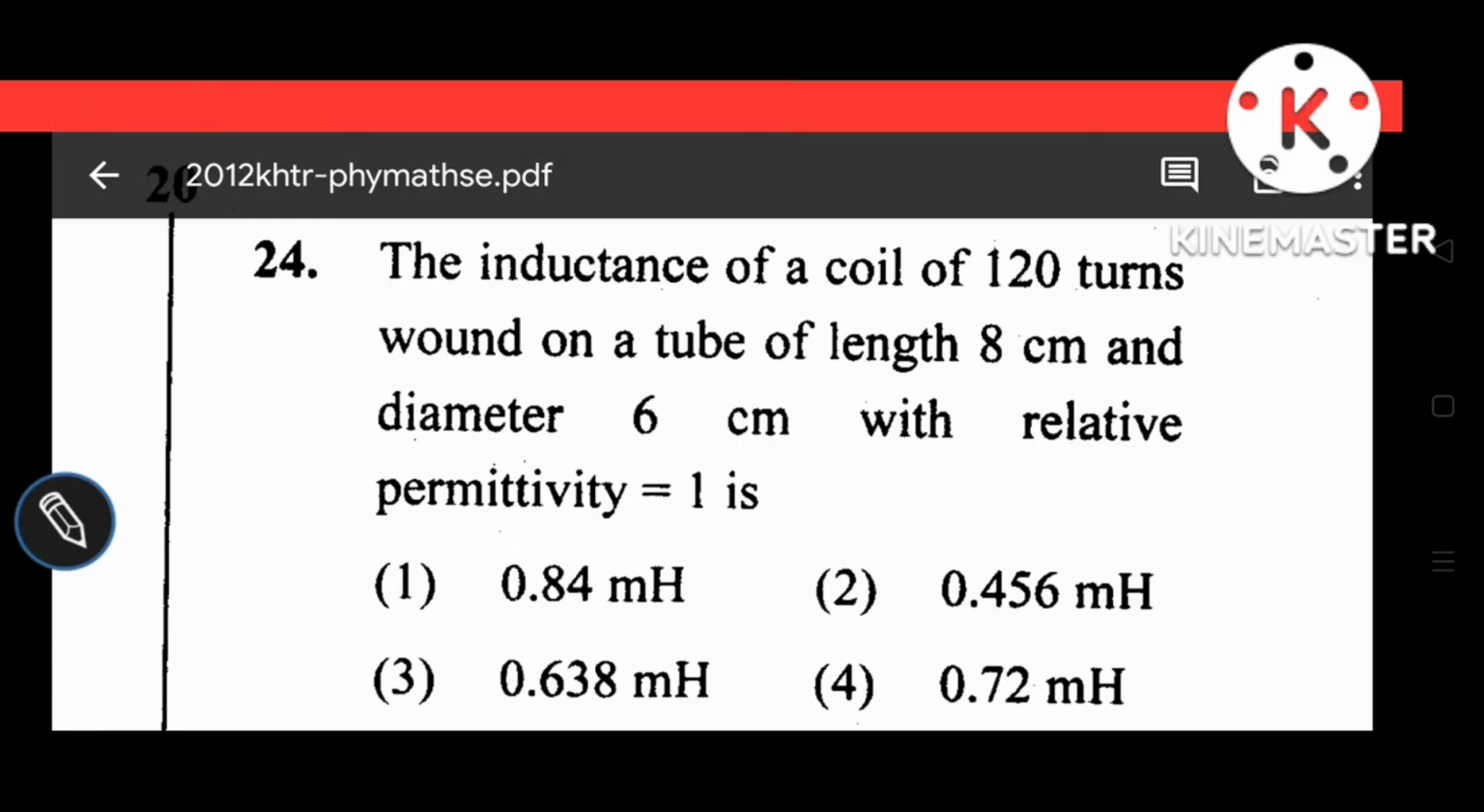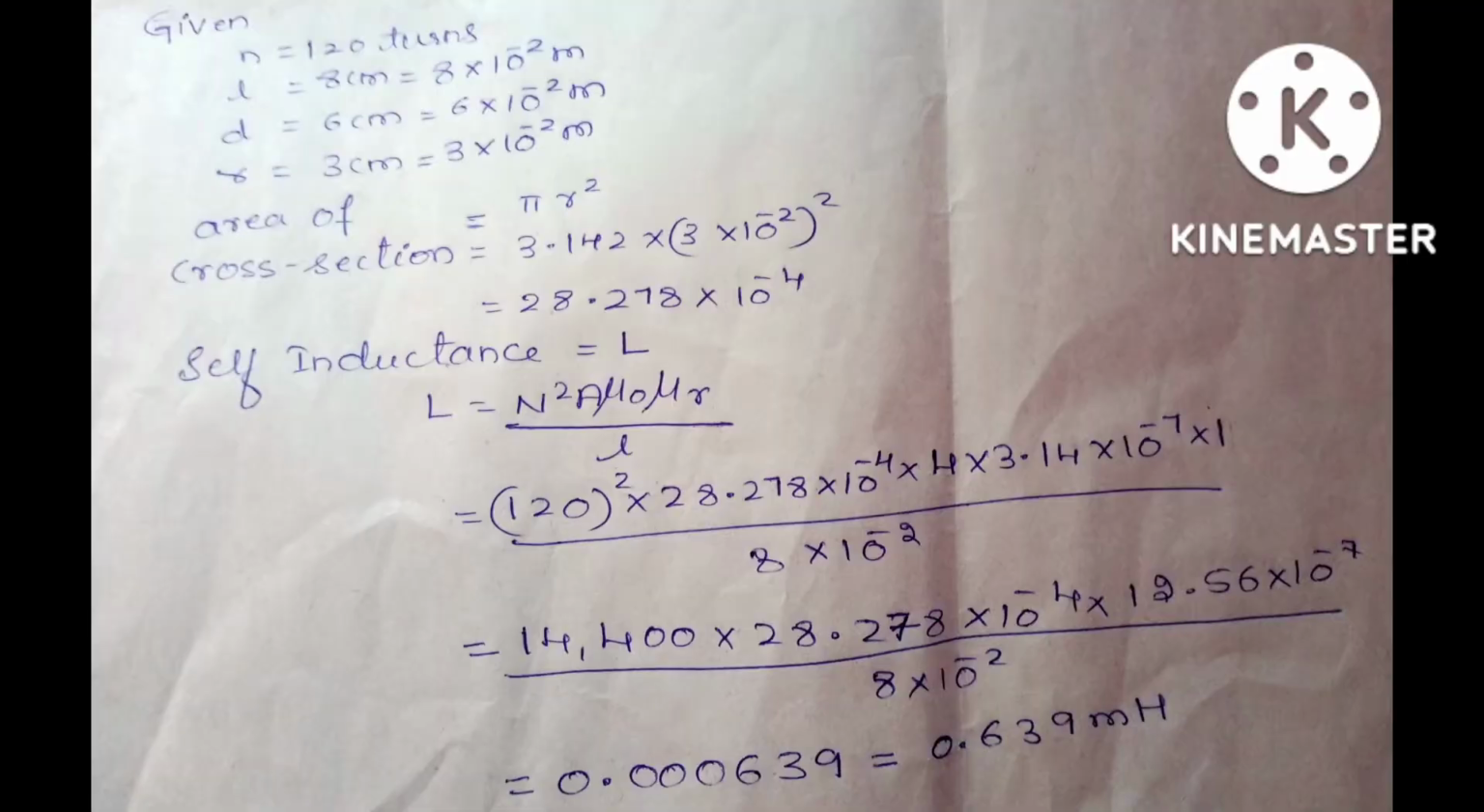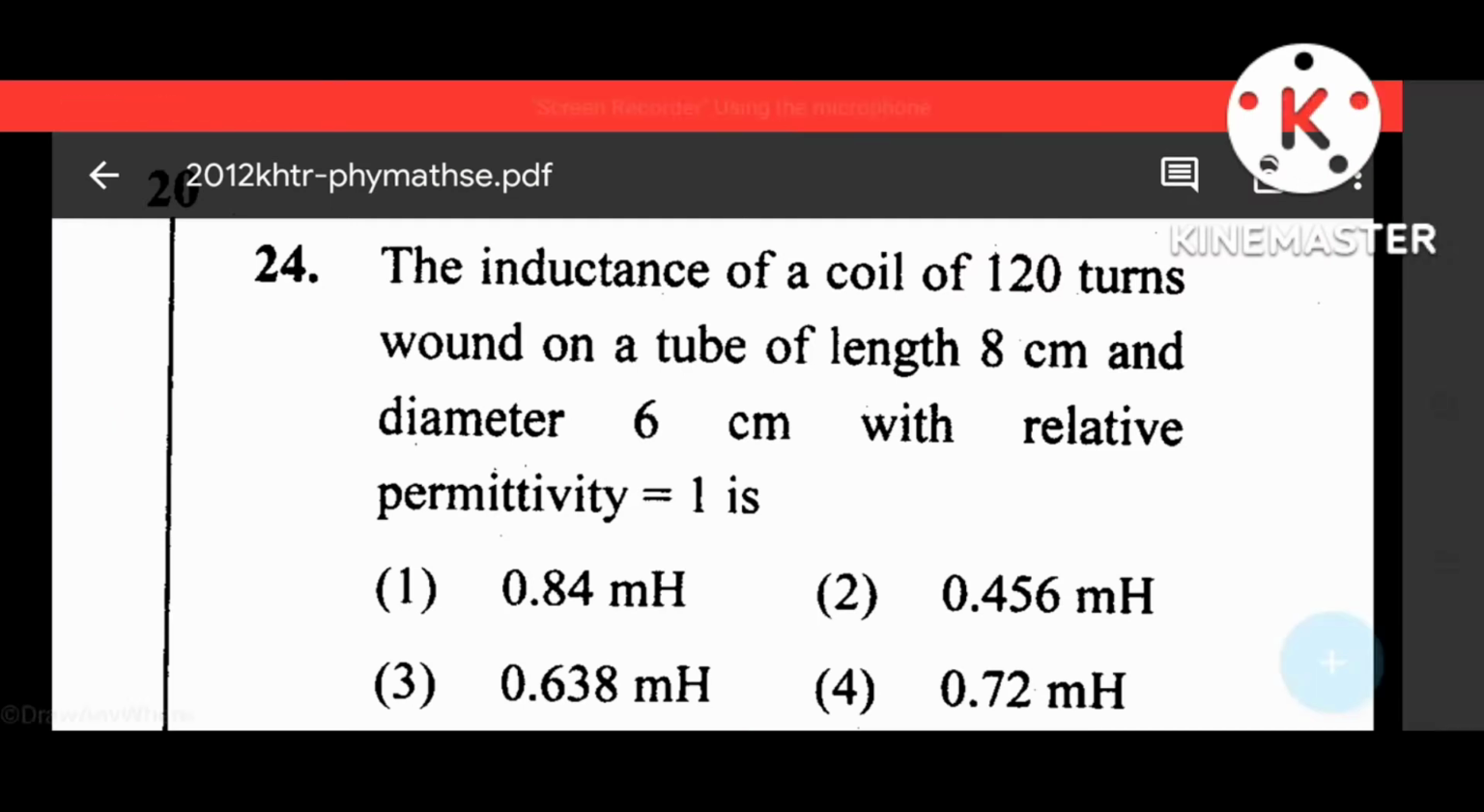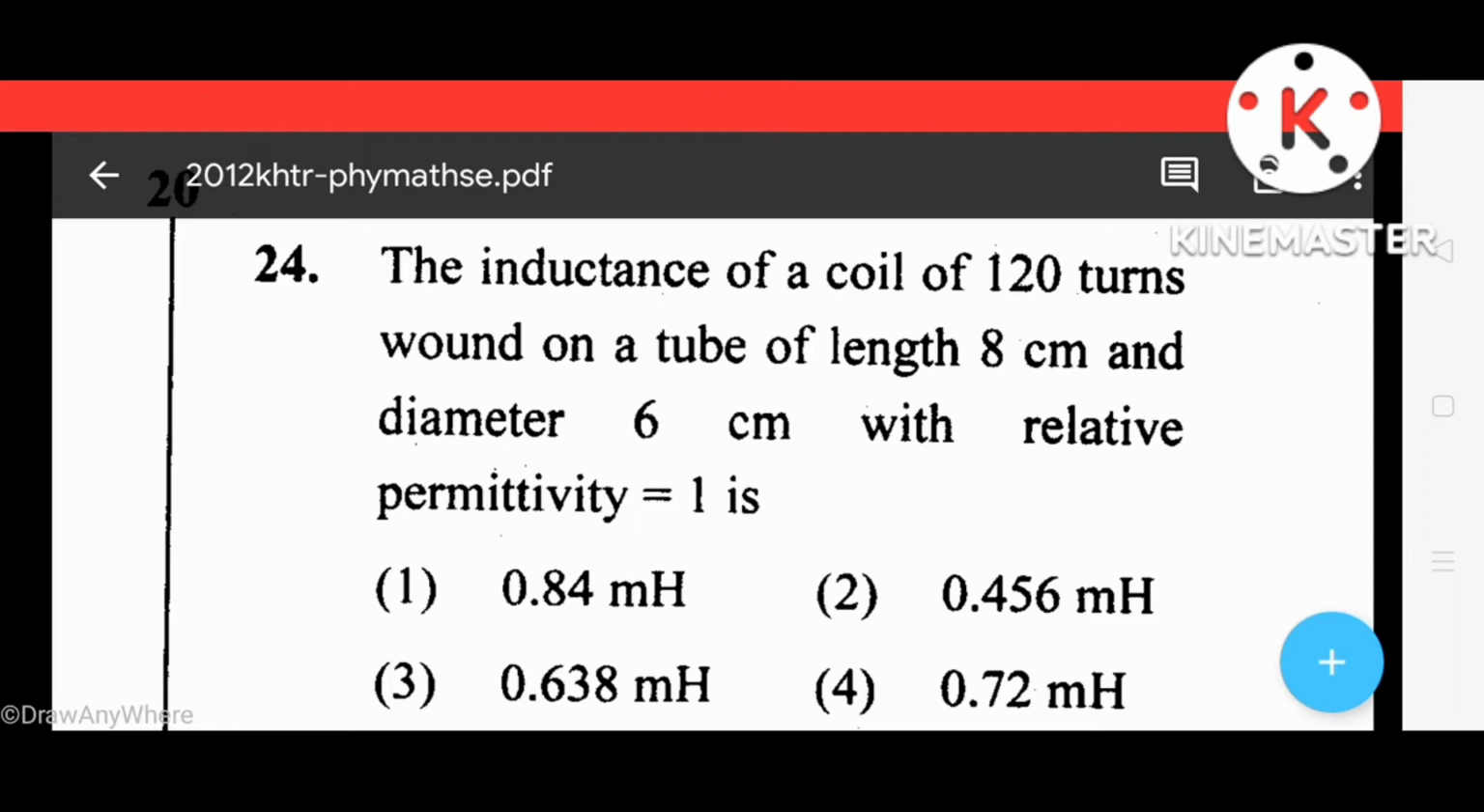Question 24. The inductance of a coil of 120 turns wound on a tube of length 8 cm and diameter 6 cm with relative permeability 1 is. The given values are written here and we have to calculate the area of cross section. Using that area of cross section in the self inductance formula, we get the value of L as 0.639 millihenry. That is the answer for question number 24, but here it is not given exactly, so we are going to consider it as 0.638 millihenry. Anyway, 0.63 millihenry will be the right answer here.